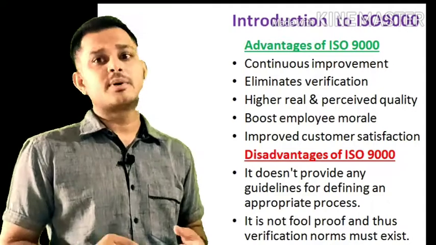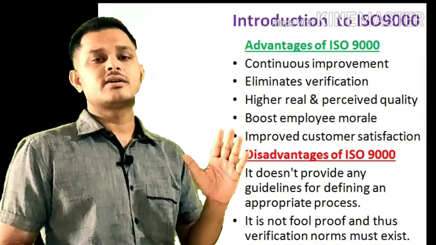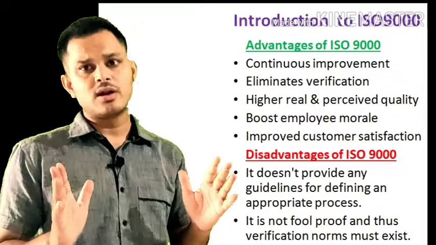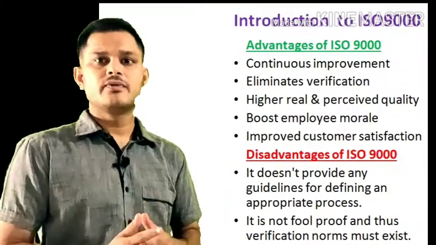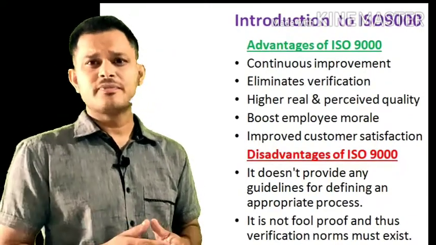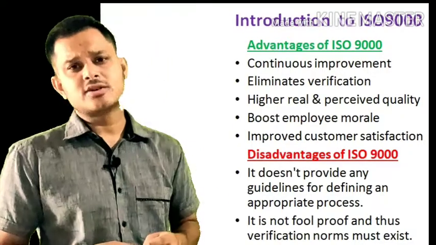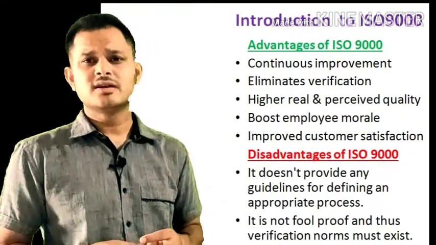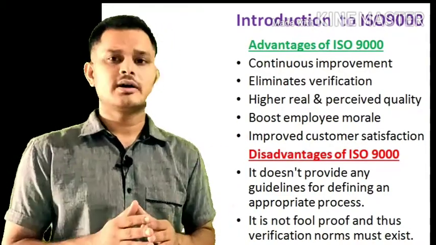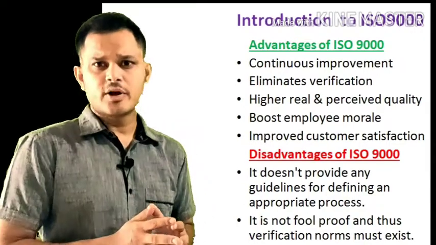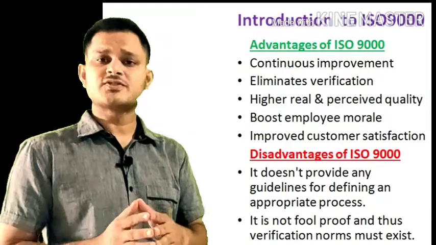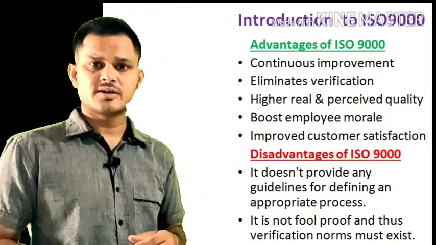Higher real and perceived quality: the quality that the customer looks at and sees is the real quality, and it is perceived as the same quality. It boosts the morale of the employees. If the organization does not have high morale among employees, then the product cannot be good, so it also focuses on improving employee morale. Improved customer satisfaction. Customers must be satisfied. It takes feedback from the customer.